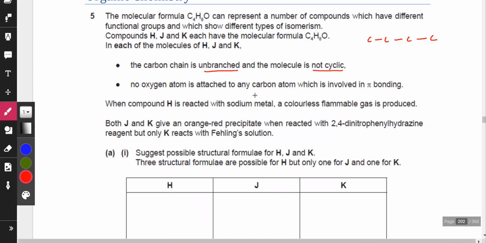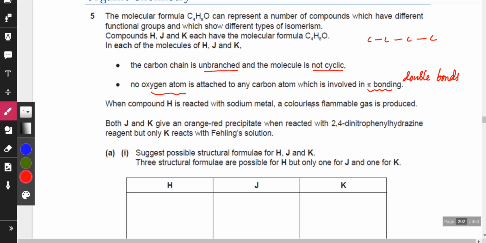He also says no oxygen atom is attached to any carbon atom which is involved in pi bonding. So the oxygen atom has nothing to do with a carbon atom that is involved in pi bonding. That's making a double bond, basically. Pi bonding comes in when an atom is making double bonds. Then he says that compound H reacts with sodium metal and a colorless flammable gas is produced.